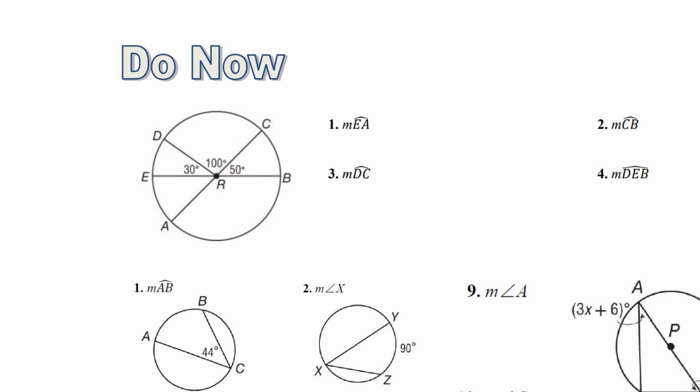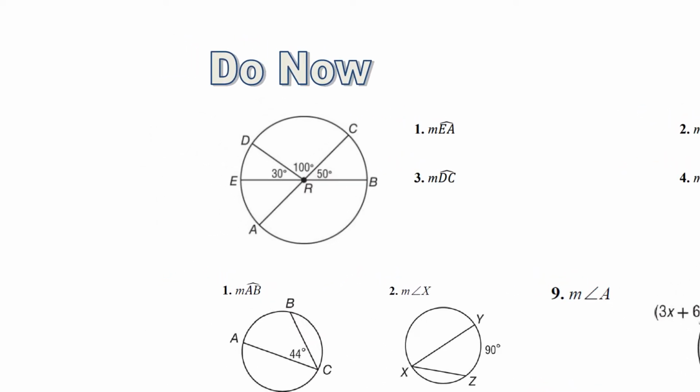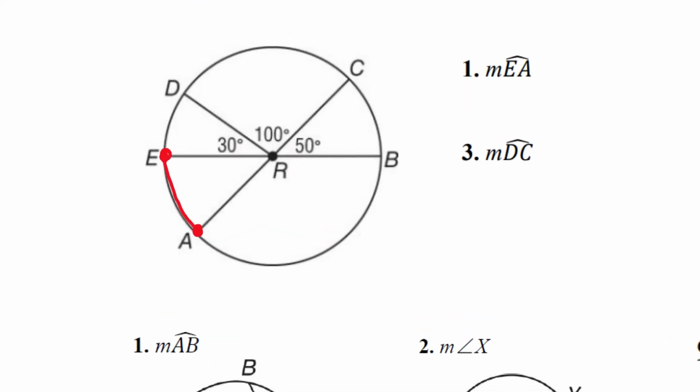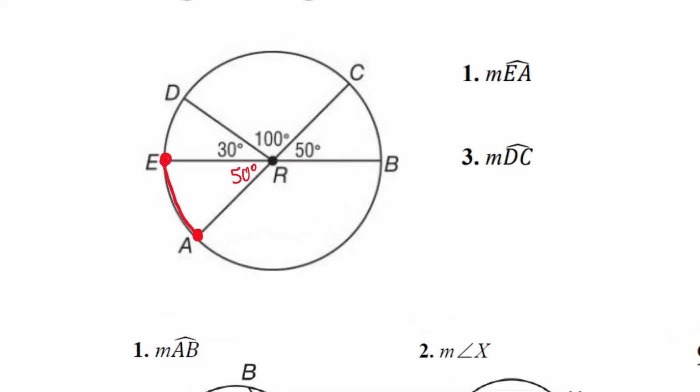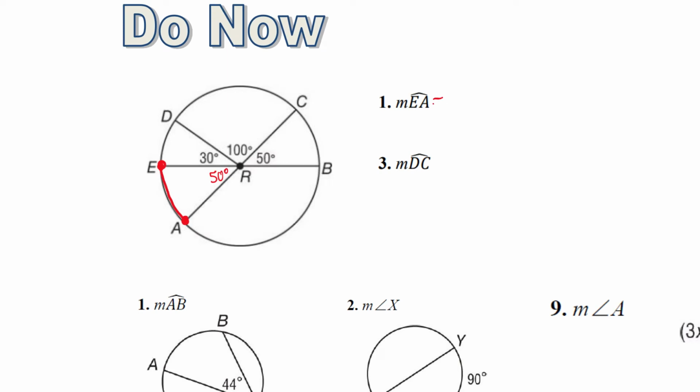Okay, number one says find the measurement of arc EA. So EA is this arc from here to here. To know how many degrees this arc is, I need to know how big this angle is. Well, there's a pretty easy way to find this angle. How big is this angle? 50. How do I know this one's 50? Good, because it's vertical to this one. Since these are vertical angles, that's got to be 50 right there. So since this angle is 50, then my arc EA right here is 50 degrees.